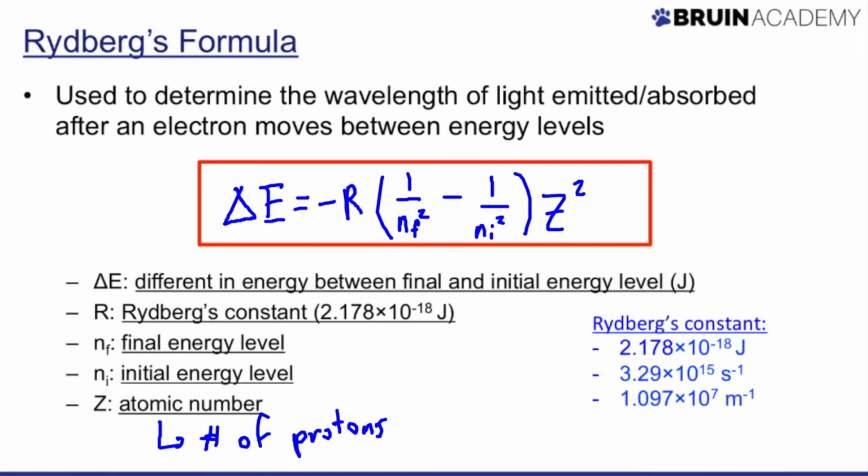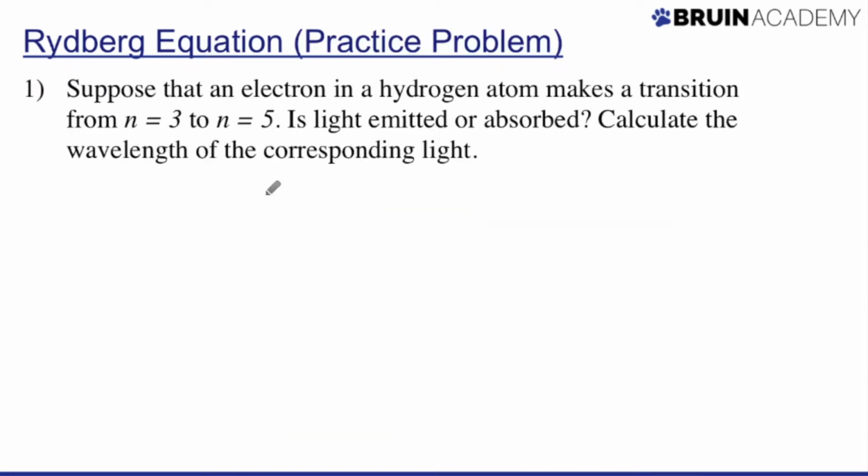All right. Okay, so let's use that equation to solve a problem. The problem says, suppose that an electron in a hydrogen atom makes a transition from n equals 3 to n equals 5, so it's increasing energy levels. Is light emitted or absorbed, and then calculate the wavelength of the corresponding light. So let's start with answering the first question, right? If it's moving to a higher energy level, is light going to be emitted or absorbed? Well, we saw this in the previous slide.